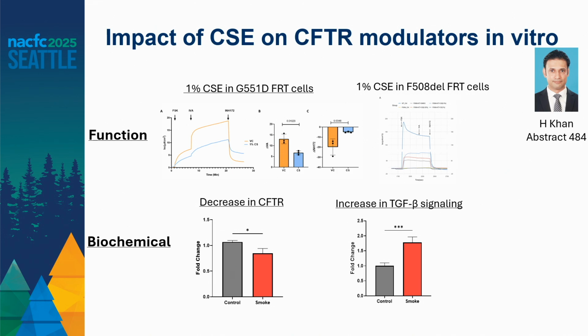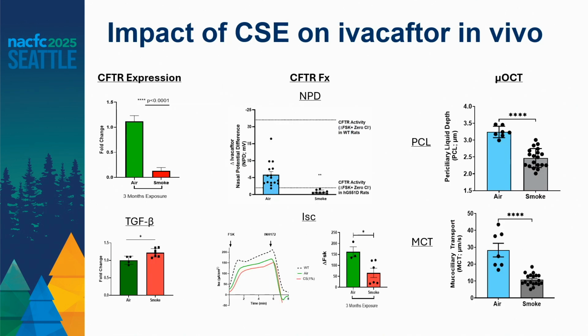So we went back to the lab to preclinical models and investigated whether smoke exposure in the context of CFTR modulators had the same effects we see as far as acquired CFTR deficiency, and we saw the same effects. A lower amount of smoke, modeling secondhand smoke exposure, 1% cigarette smoke extract, decreased the ivacaftor potentiation by about 50%, and we saw similar results in F508del cells with ETI. And we saw decreased CFTR and increased TGF-beta signaling, like we saw in different models.